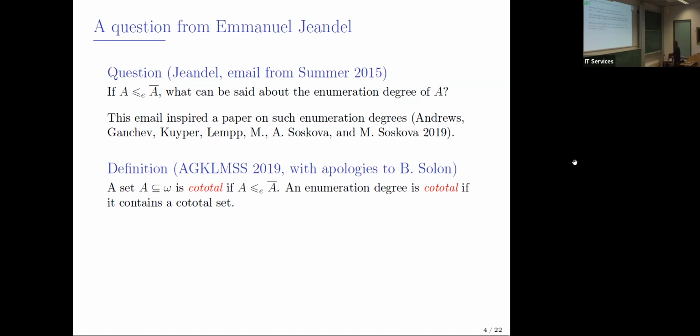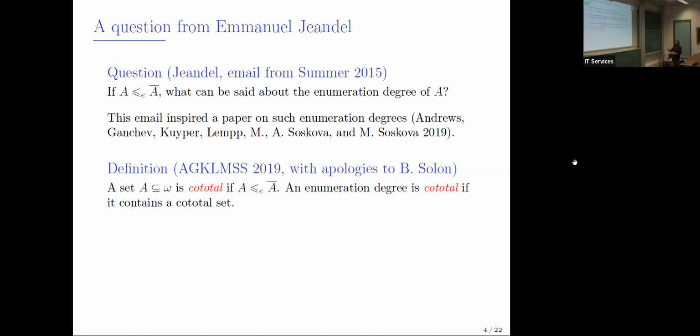I said it's total if A complement is enumeration below A, this is total. So flipping that around, it makes some sense to call that cototal. And an enumeration degree is cototal if it contains a cototal set.